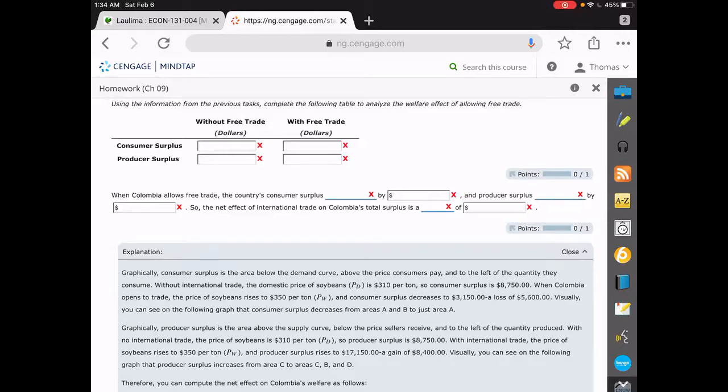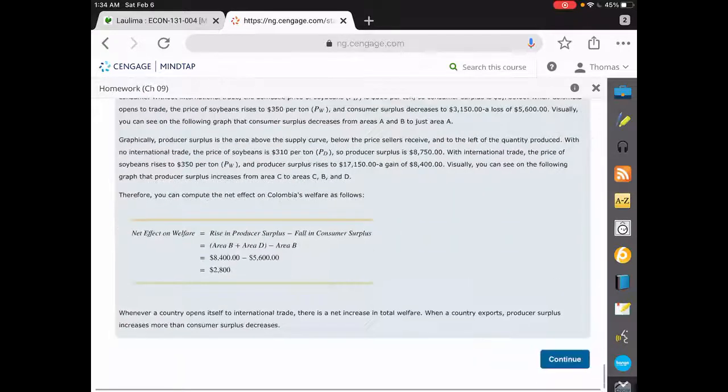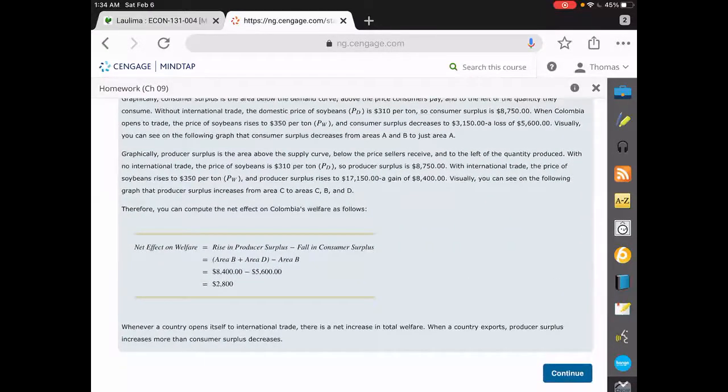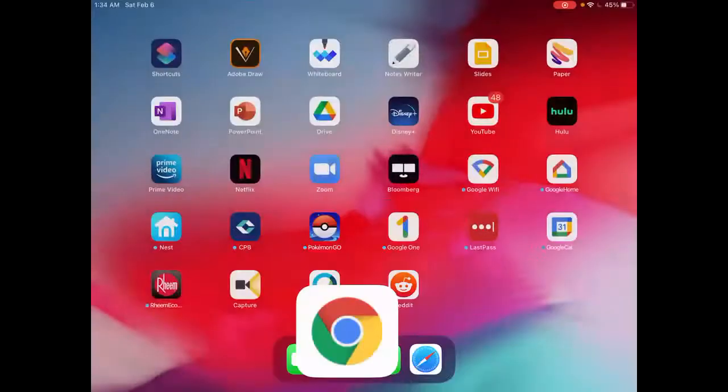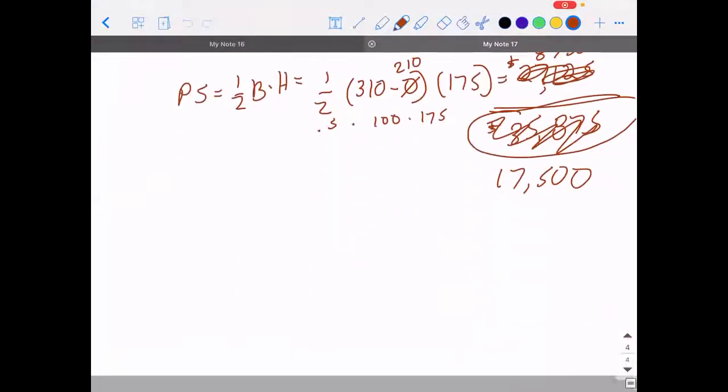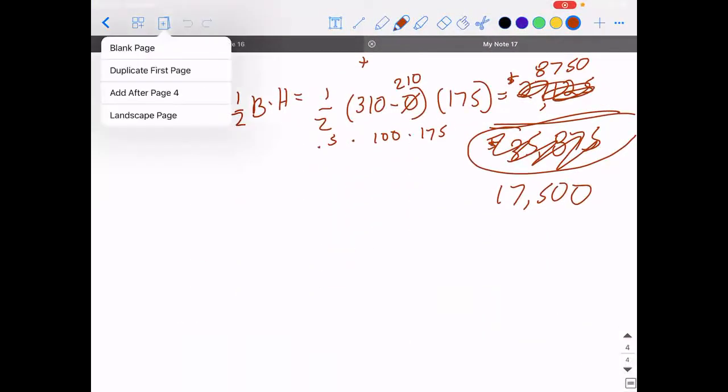And at that point, we'd be able to calculate how much the consumer surplus changes. I don't necessarily want to solve the whole thing because your numbers are going to be different than my numbers.